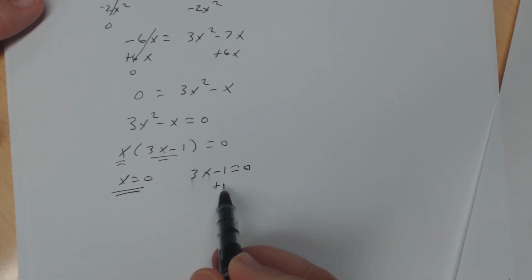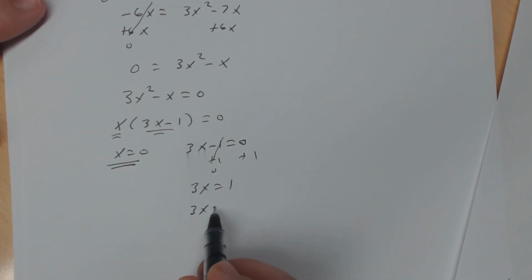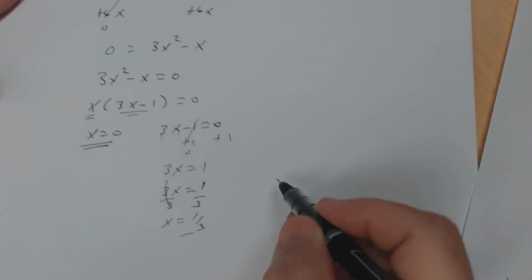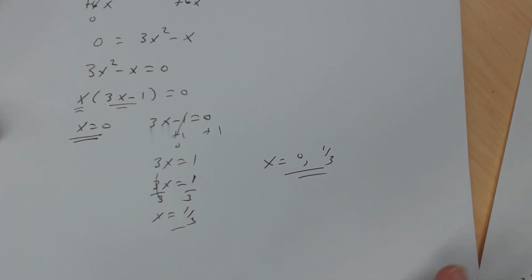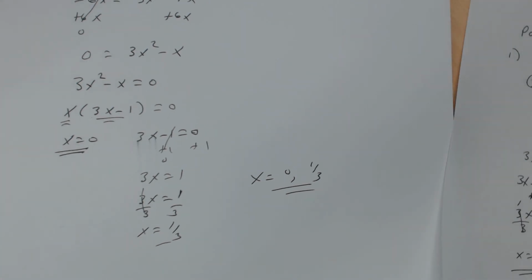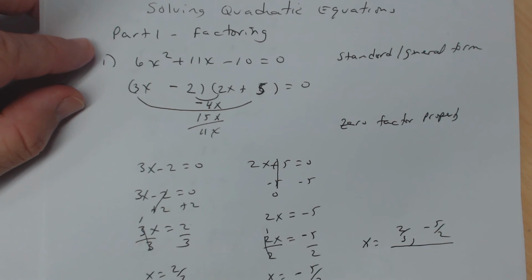To get x over here, I'm going to add 1 to both sides, combine like terms. I get 3x equal 1. Divide both sides by 3. I get x to be 1/3. So I get x to be 0, comma 1/3. So there's your solutions. Okay, so that's the factoring. Again, you did much more with this last semester, but that's a quick review on Part 1 factoring.